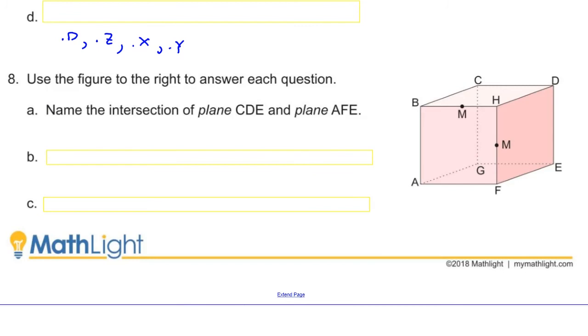Okay. So I'm going to use some color here to illustrate. Plane CDE. Okay. CDE is this back plane right there. And we have to intersect that with plane AFE. See how those 3 points fall in this plane? Okay, so if you want to think of it as a box, where does the back of the box intersect the bottom of the box? Back of the box intersecting the bottom of the box.